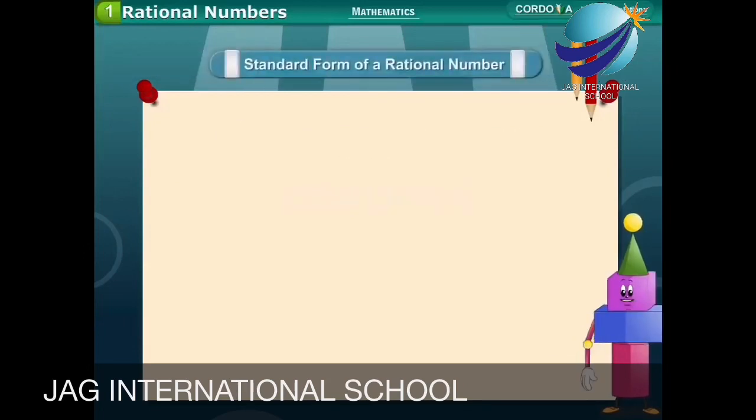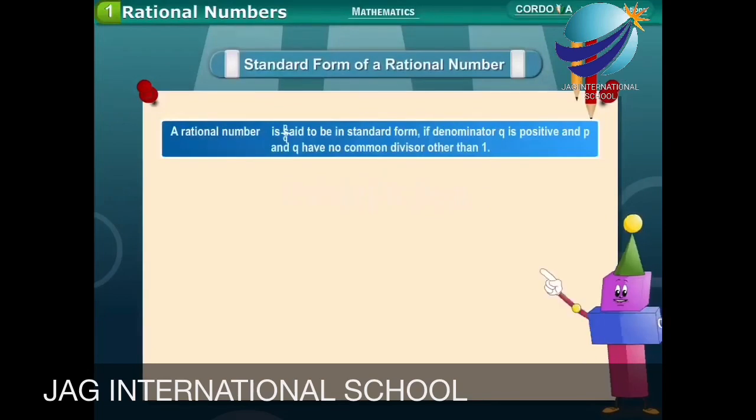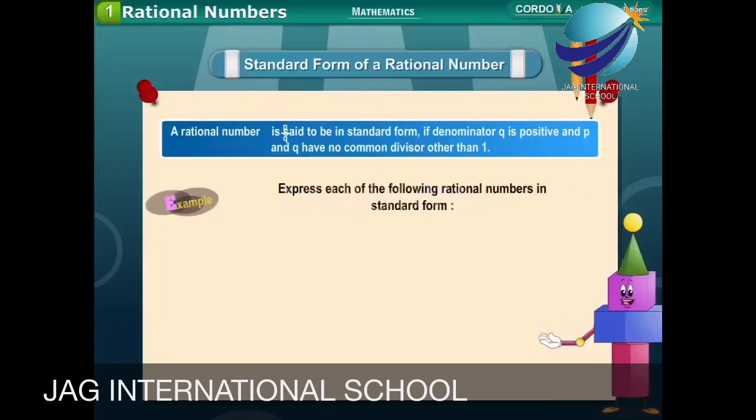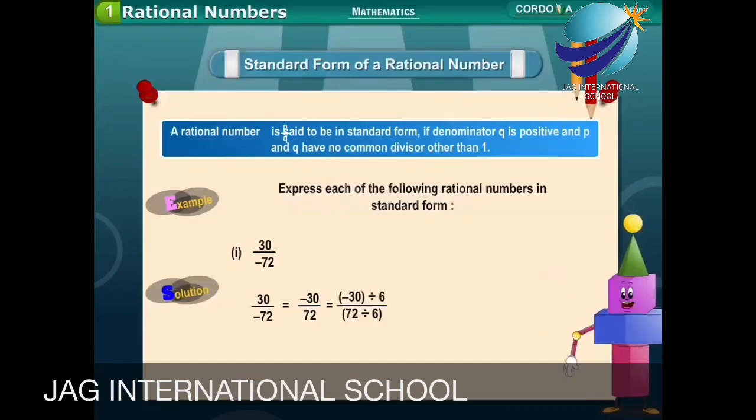Standard form of a rational number. A rational number p upon q is said to be in standard form if denominator q is positive and p and q have no common divisor other than 1. Example, express each of the following rational numbers in standard form. 1. 30 upon minus 72. Solution. 30 upon minus 72 is equal to minus 30 upon 72, which is equal to, within bracket, minus 30 divided by 6 upon, within bracket, 72 divided by 6, which is equal to minus 5 upon 12.